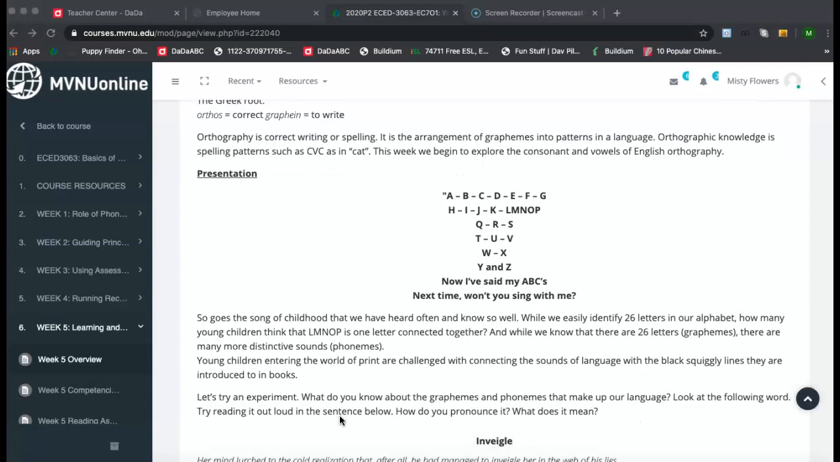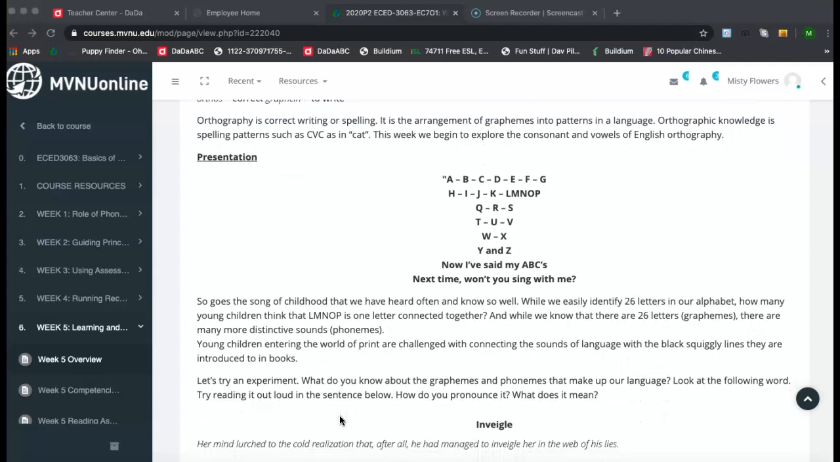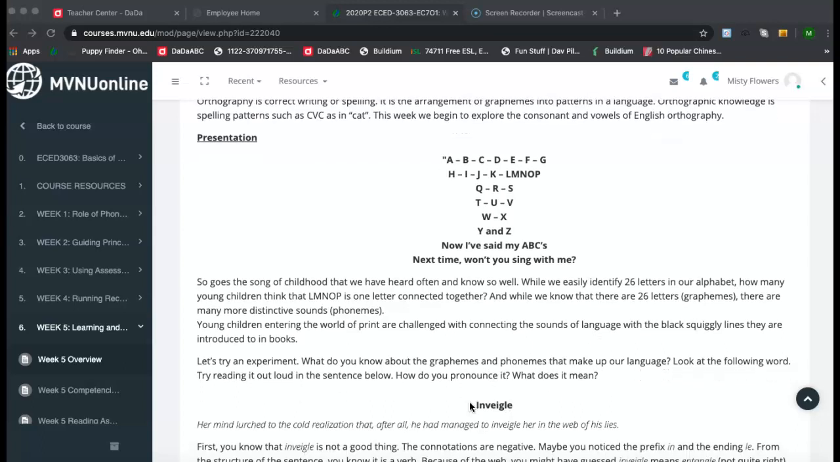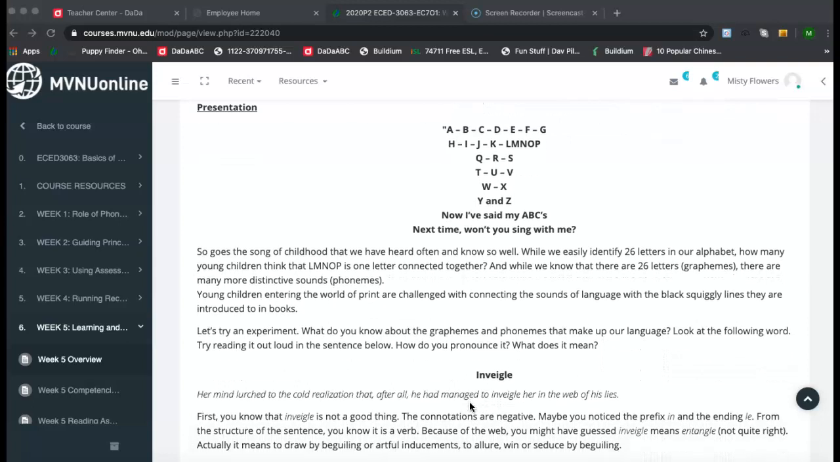All right, I want to try an example with you. Inveigle is the word. Her mind lurched to the cold realization that, after all, he had managed to inveigle her in the web of his lies. From the context of the sentence, we know that inveigle is not a good thing.